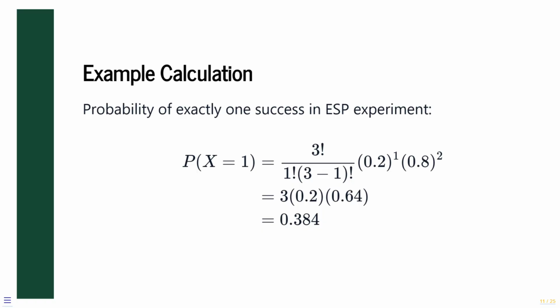Let's use the formula to find the probability of exactly 1 correct guess in the ESP example. We substitute n equals 3, x equals 1, and p equals 0.2. After evaluating the coefficient and probability terms, the result is 0.384. This demonstrates how the formula replaces the tedious process of listing outcomes and adding probabilities manually.